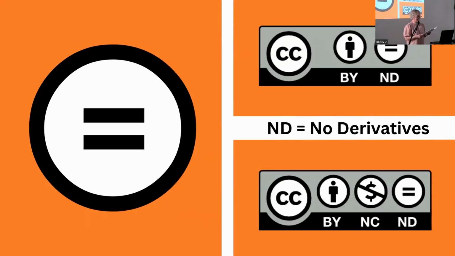The ND element stands for no derivatives, and it specifies that no adaptations of a work bearing this icon can be shared or distributed in any way. In practice, the two CC licenses that include this element have been used to protect works that include traditional or other knowledge that can be shared, but that must not be changed, adapted, or taken out of context.